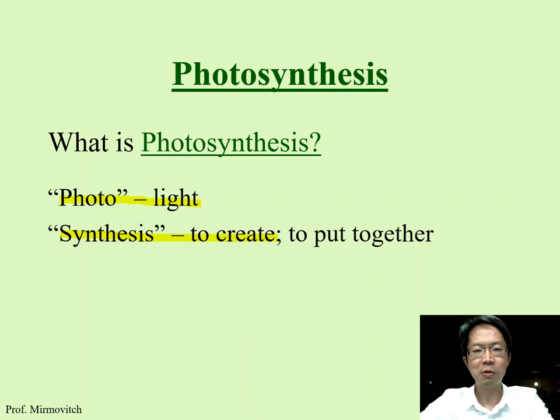Then what does photosynthesis create? Does anyone know? Well, I'll give you 5 seconds to think about this. 5, 4, 3, 2, 1. Okay, time's up. Photosynthesis uses light to create glucose or food, you know, glucose, sugar, which is the staple food for all living organisms.